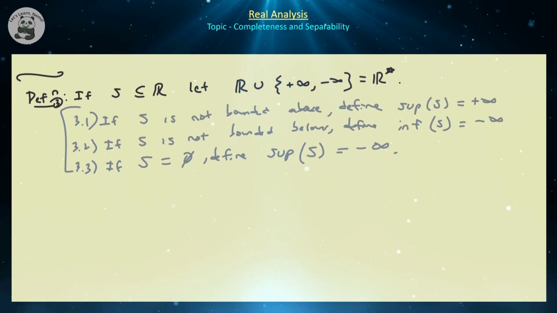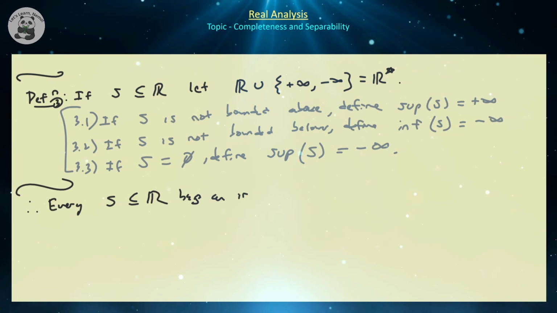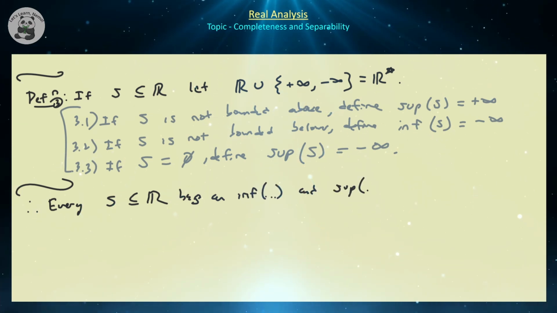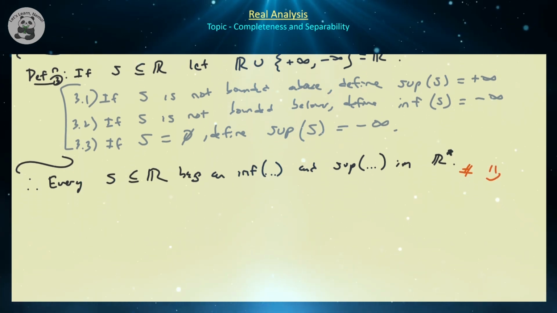So if we take these things as definition, you can see the convenience that this actually brings, because what do we have as a corollary? We have that every set that's a subset of the real numbers, including the empty set, has an infimum and a supremum that belongs to the extended set of real numbers, right? So every subset of the real numbers has an infimum and a supremum. And that is very convenient to have.